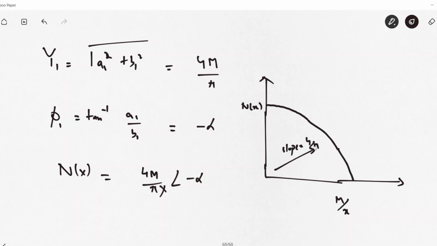So we have done two. This will be corresponding to phase angle of 90 degrees, and this will be corresponding to phase angle of 0. So we have done two describing functions today, so we'll be continuing next time.